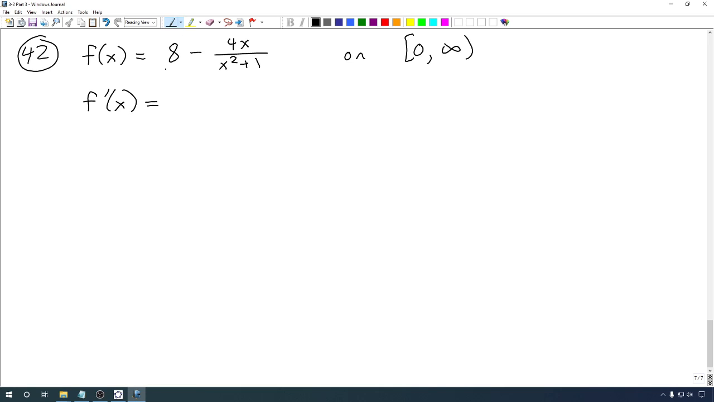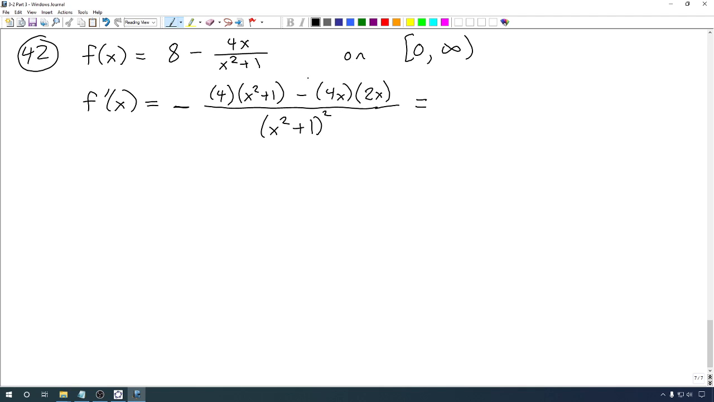Of course, the 8 goes away. We're going to have to use the quotient rule for this part. I'm just going to leave the minus sign out in front and not worry about that for the moment. When I use the quotient rule, I take the derivative of the top. Derivative of 4x is just 4. I multiply that by the bottom. Then I subtract the top times the derivative of the bottom. Derivative of x squared plus 1 is 2x. Then we have the bottom squared.